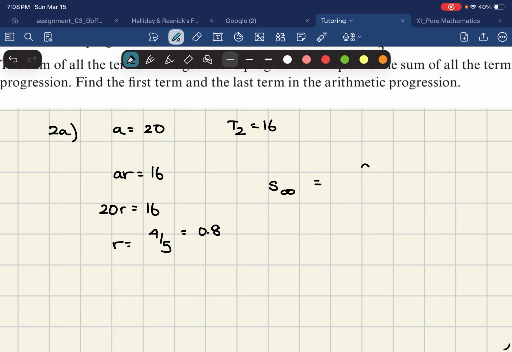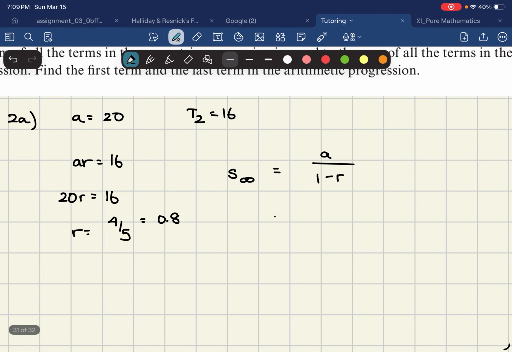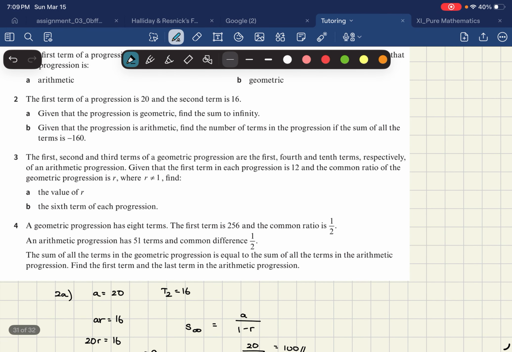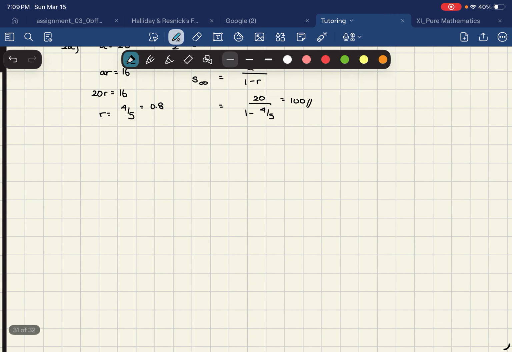So the sum to infinity is just a divided by 1 minus r. These are formulas that we have looked at over and over again. So your first term is 20 divided by 1 minus 4 over 5. And that just gives you 100 if you simplify. And it says, given that the progression is arithmetic, find the number of terms in the progression if the sum of all the terms is negative 160.